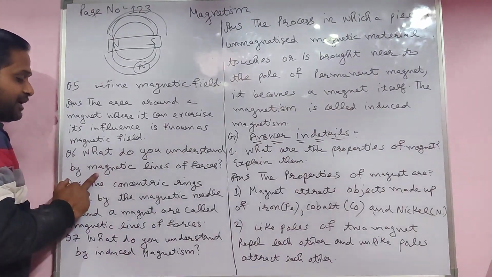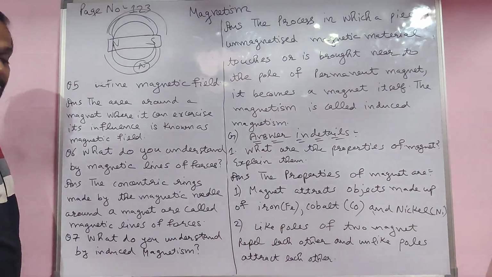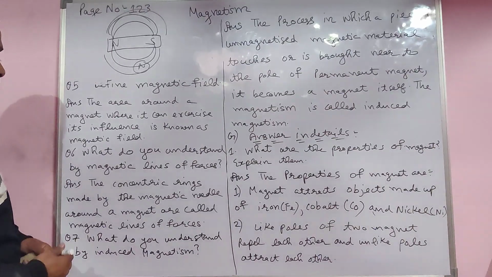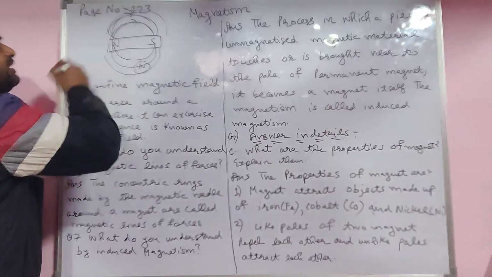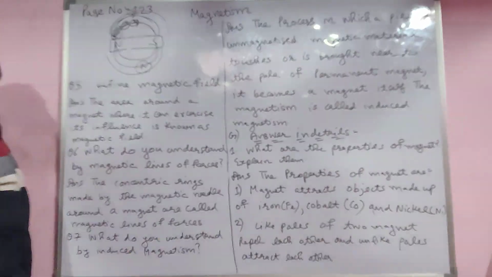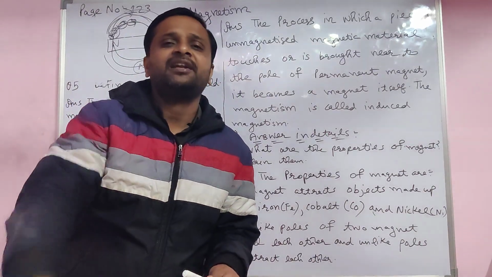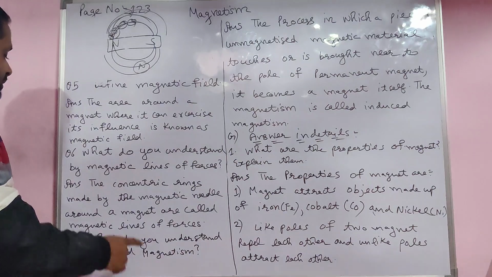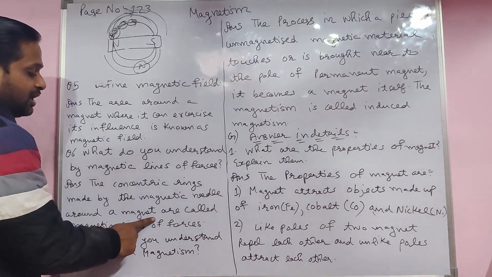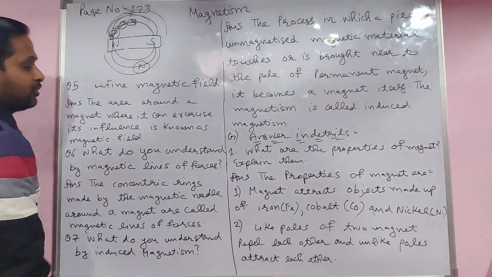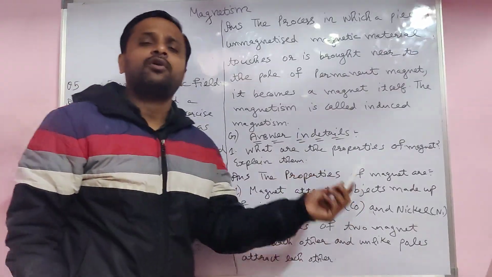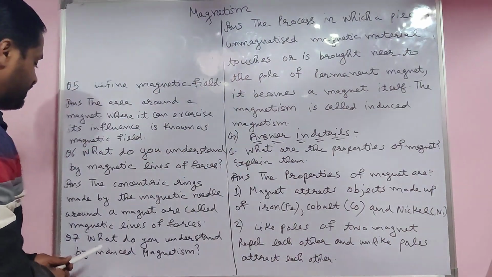What do you understand by magnetic lines of force? Already told to you. These are the concentric magnetic lines. When you put a compass, it makes the path. That path is called a concentric line, and that concentric line is called a magnetic line of force. The concentric rings made by the magnetic needle around the magnet are called magnetic lines of force. Very easy, students. These questions are on page number 123.